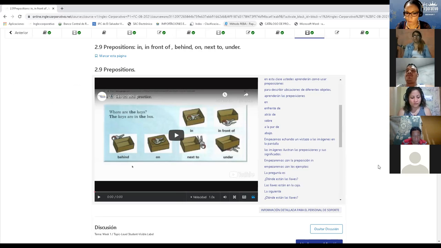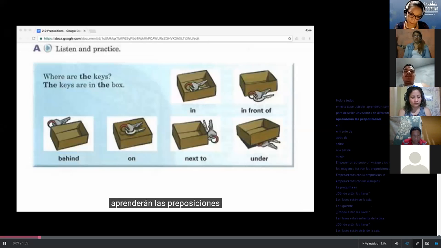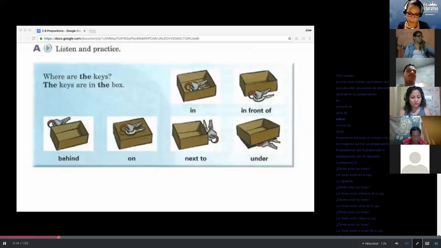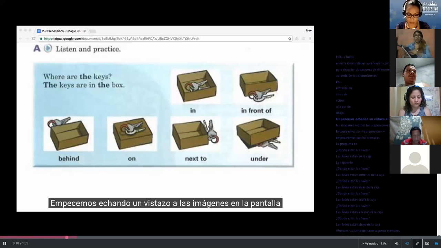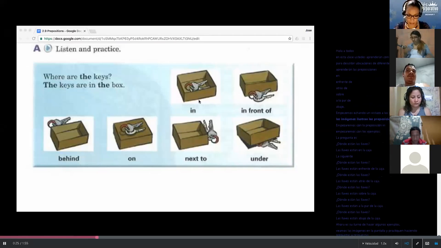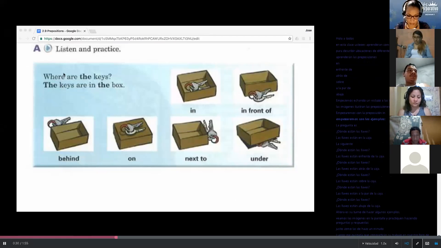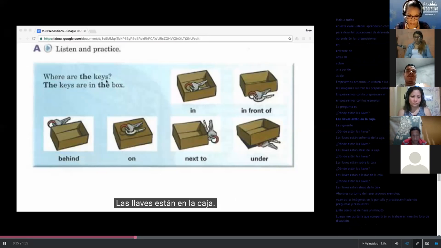Okay. Hi, everyone. In this class, you'll learn how to use prepositions in order to describe the location of different objects. You'll learn the prepositions in front of, behind, on, next to, and under. Let's start by looking at the images on the screen. The images illustrate the preposition and its meaning. Let's start with the preposition in. We will start with the example. The question is, where are the keys? The keys are in the box.